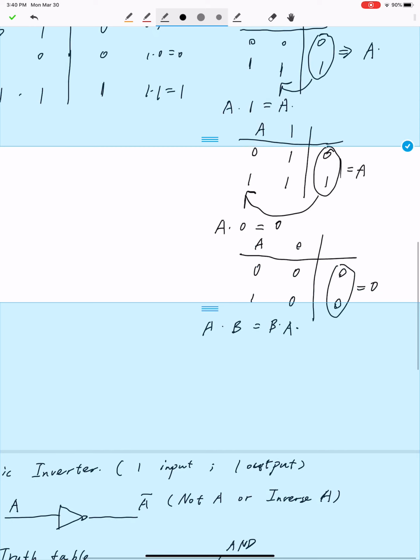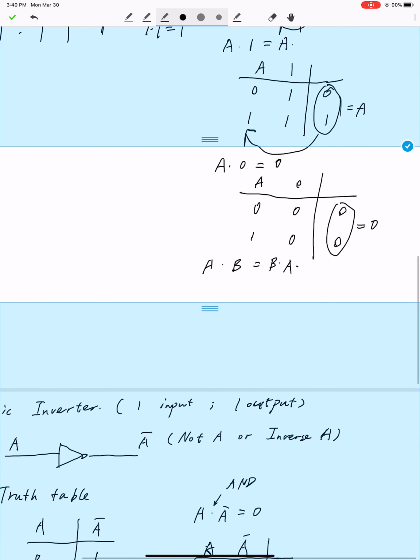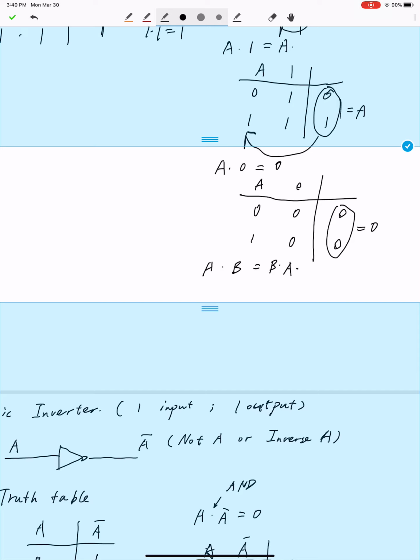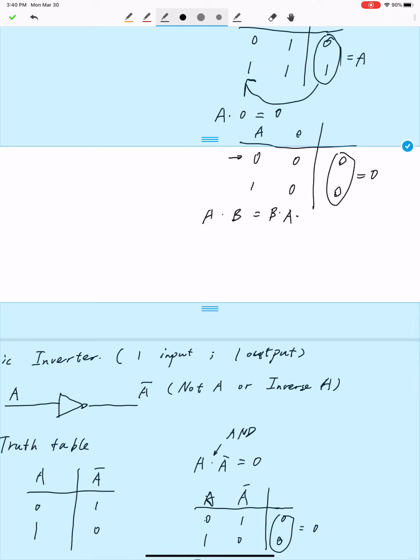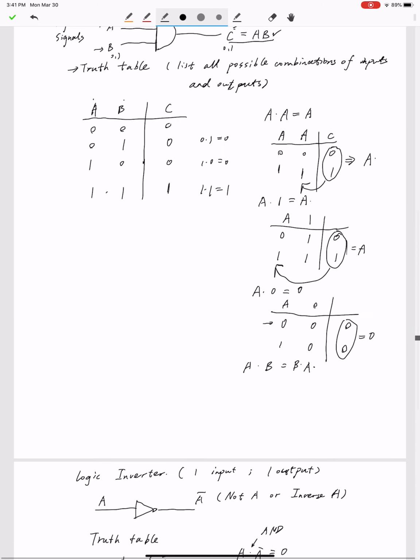How about A times 0? Anything times 0 is 0, right? To verify that, we can draw a truth table. A is 0 or 1, and the other input is always 0. The first row, 0 times 0 is 0. 1 times 0 is still 0, right? So the output is 0. And for the last one, A times B equals B times A, which means if you swap the two elements in the multiplication, the result doesn't change. Right, so that's the logical AND gate.